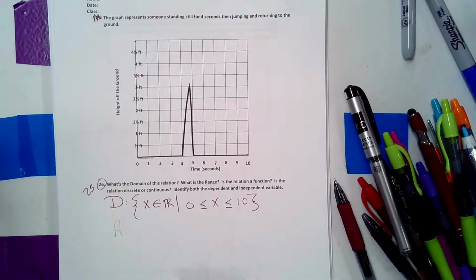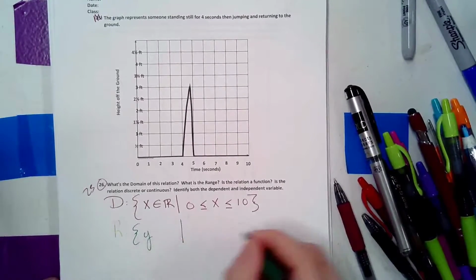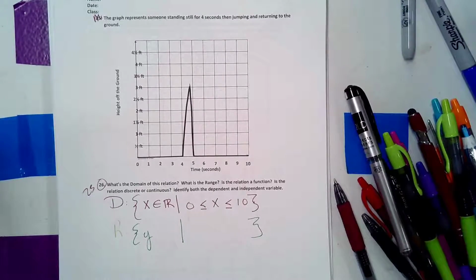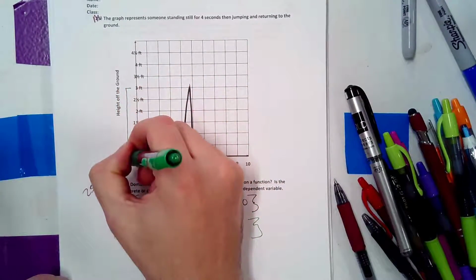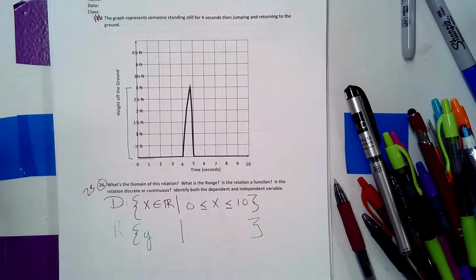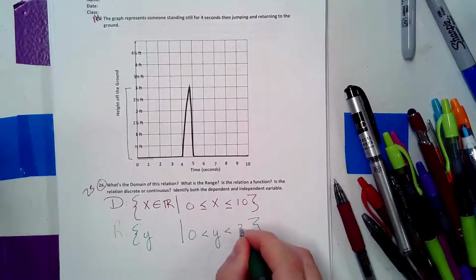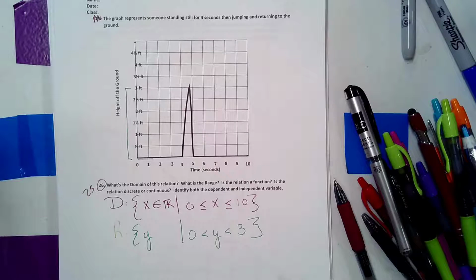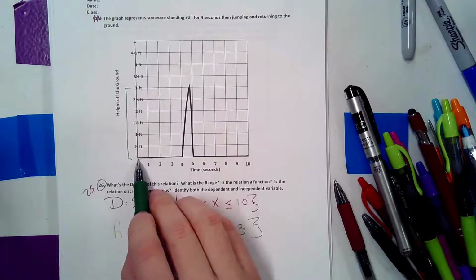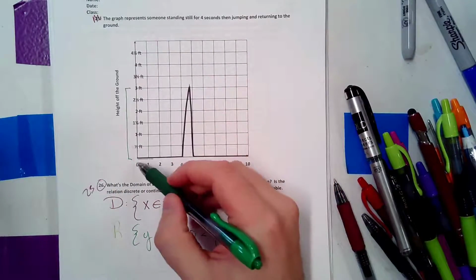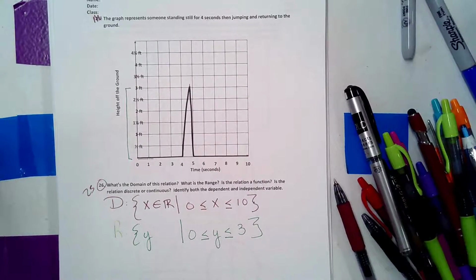Range, on the other hand, let me use a better pen. Range is going to be the y values, right? So y, some set, and then some restriction. Now, if you look at the y value, we only go up to about 3 feet. My graph is a little gross. So it's going to be that y is between 0 and 3. Inclusive or non-inclusive? The second one. So inclusive. Why is it inclusive? Because it's not the dotted line. Yeah, it includes 0 and includes 3. It goes up to and including 3. It goes down to and including 0. So that's inclusive.